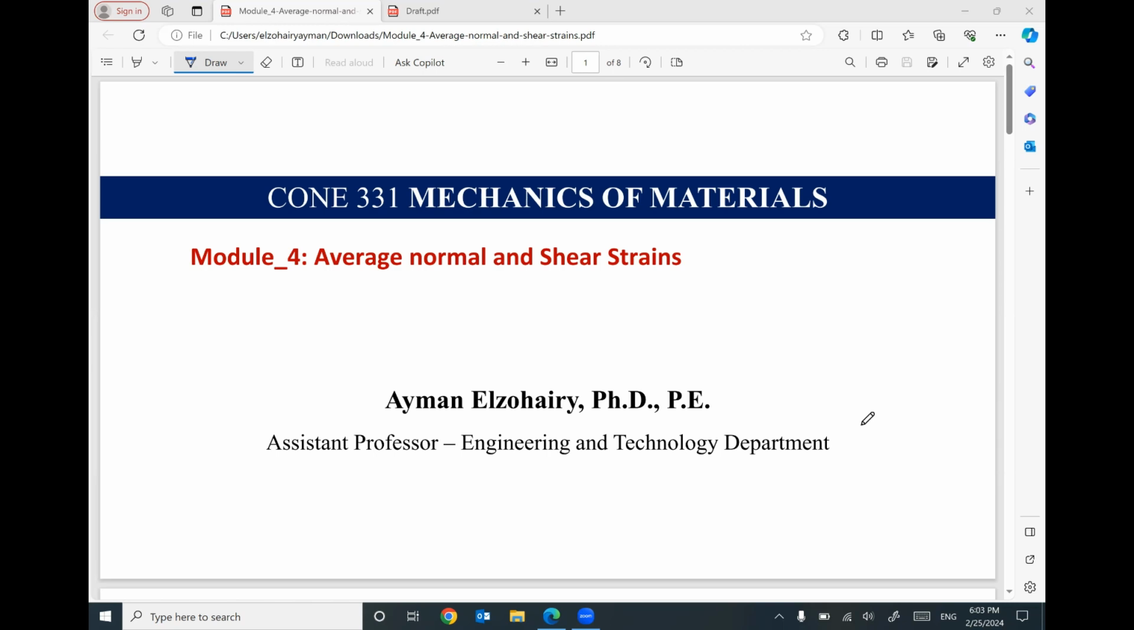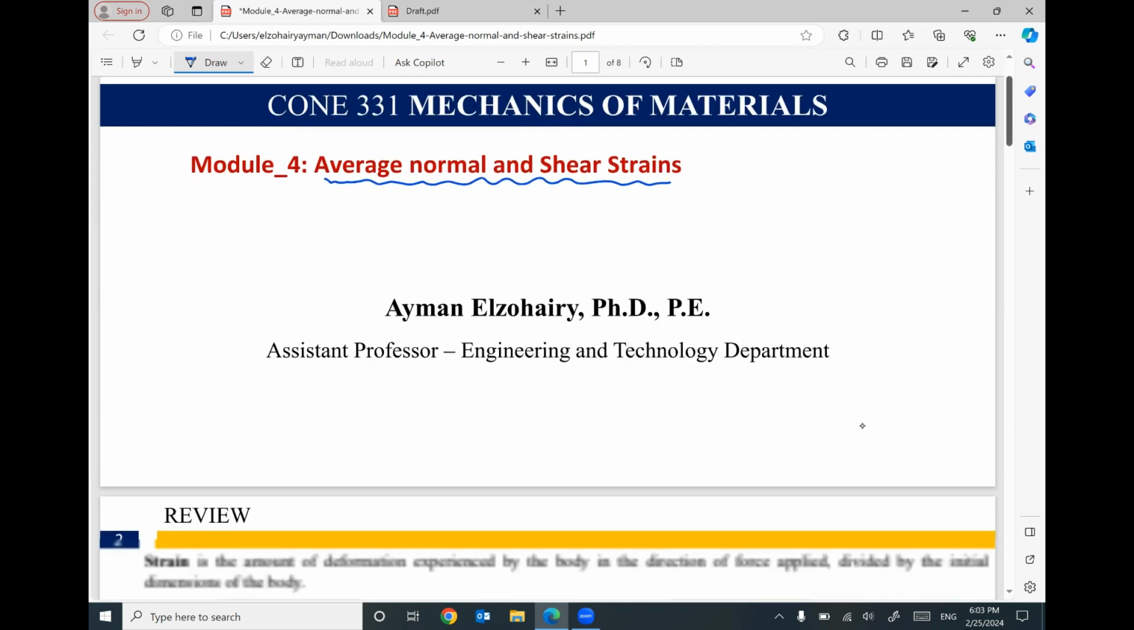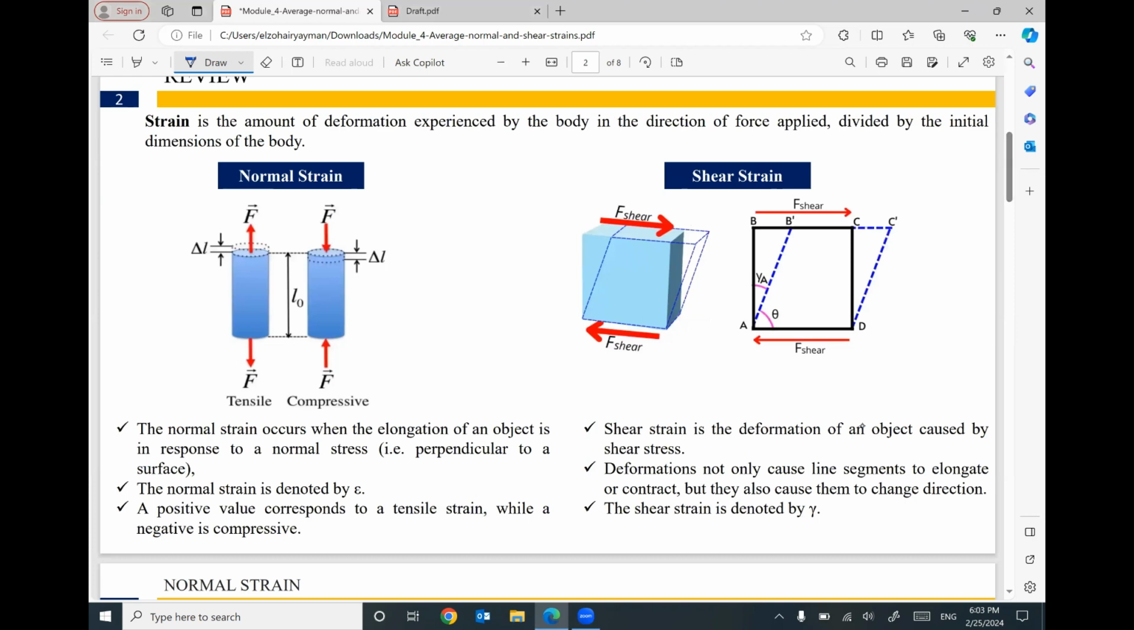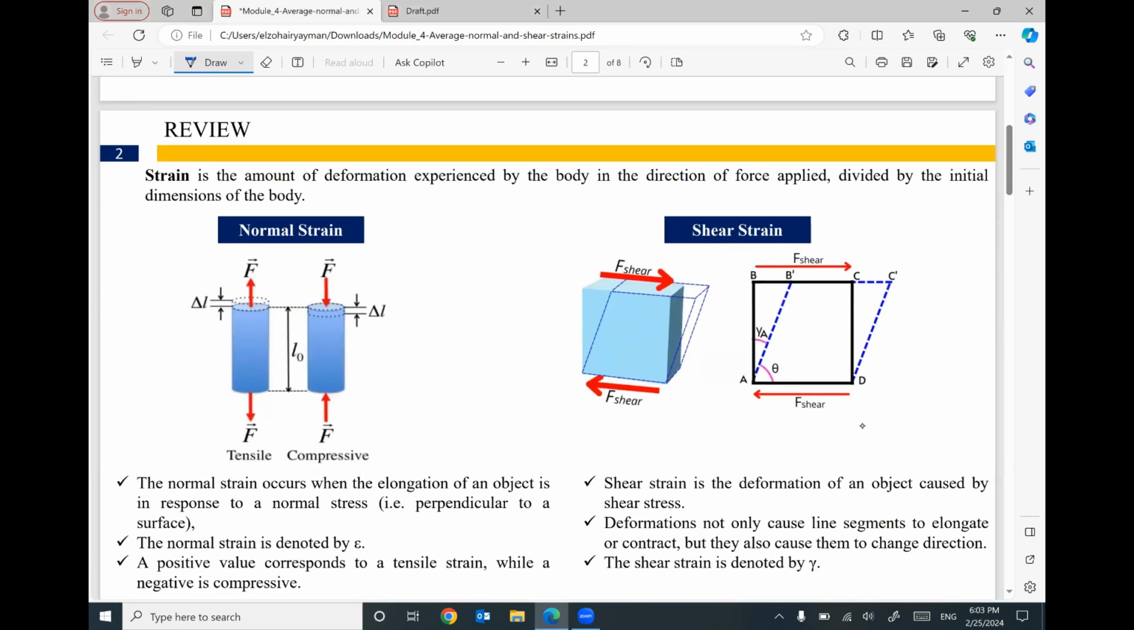In this video, I will go through how to calculate the average normal and shear strains. Previously, we covered the meaning of strain. Strain is the amount of deformation. So we are talking about new deformation relative to the original deformation.